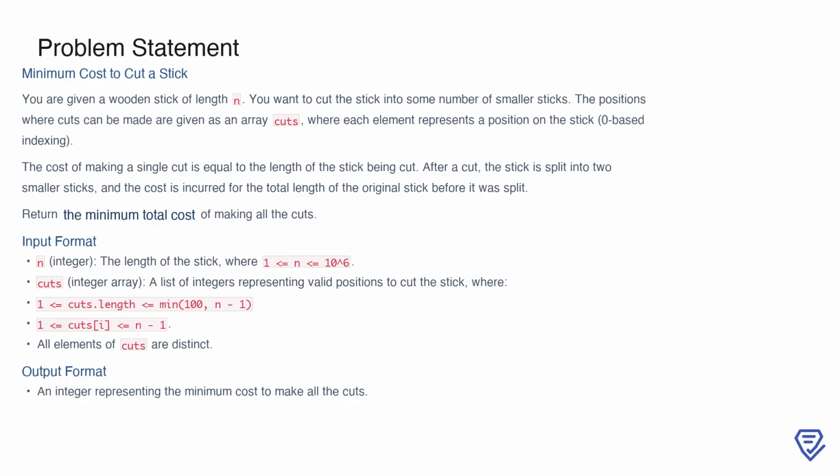For the input, n is the length of the stick and ranges from 1 to 10 to the power of 6. The cuts array contains distinct integers, with its length between 1 and the smaller of 100 or n-1. Each cut position lies within the range 1 to n-1. The output will be a single integer representing the minimum cost to make all the cuts.